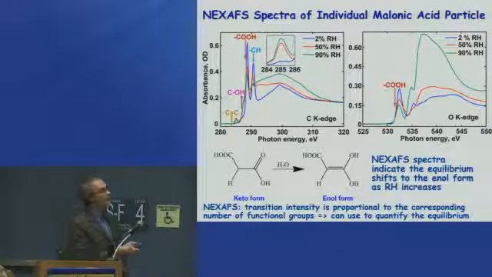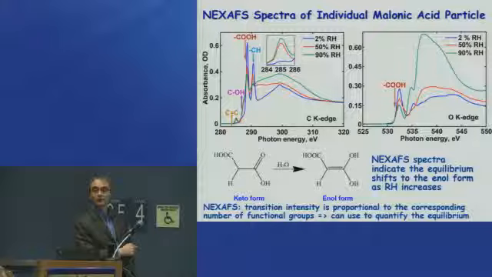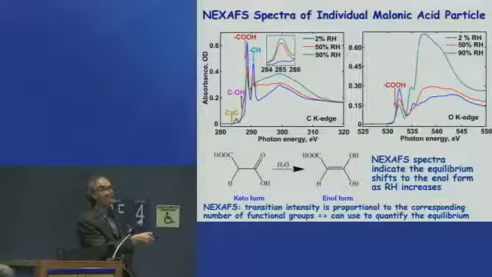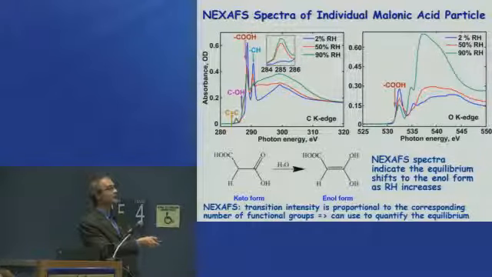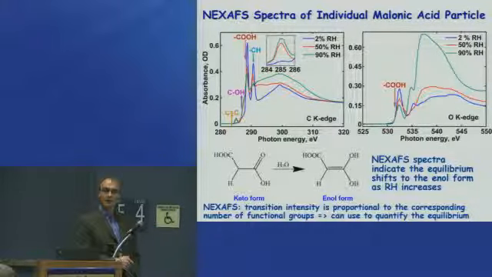And so what we observe basically is that as you increase relative humidity, we observe a consistent shift from the keto to the enol form. Now, one of the advantages of X-ray microscopy is the quantitative nature. Every single transition is proportional to the concentration of the corresponding functional groups. So we can use the intensity, and this is what we did, of double carbon and C-OH at the carbon and oxygen K-edge as a means to quantify the ratio of these two forms and actually determine quantitatively the equilibrium constant.